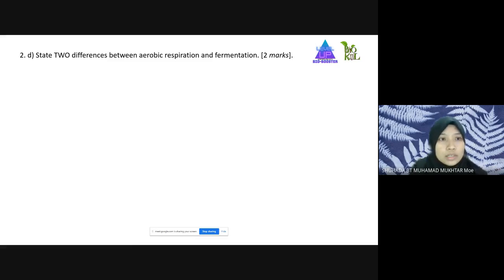Okay, next question. State two differences between aerobic respiration and fermentation. Okay, two differences only. Okay, so kat sini saya nak tekankan kalau dia minta differences, kalau dalam soalan tu dia tak bagi table kosong, jangan bagi table. So awak kena buat ayat penuh. Okay, tapi kat sini saya tunjuk jawapan dia dalam bentuk table sebab ada banyak jawapan. So saya akan ajarlah macam mana nak buat ayat untuk kalau dia minta differences.